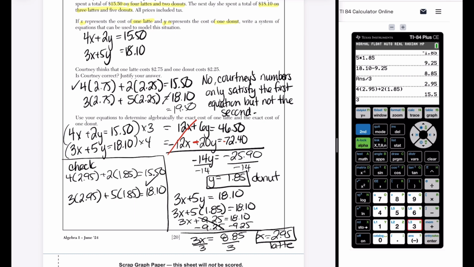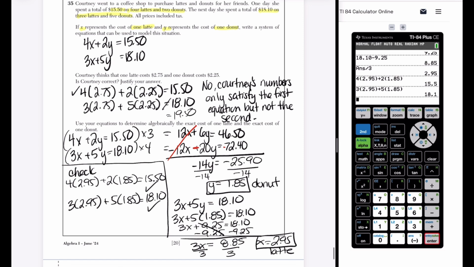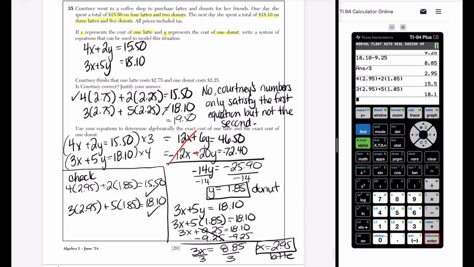Do the same thing. Boom, 18.10. So I know I am correct. So there, that is it. That is a full 6-point answer. Check to see, I just lowered this a little bit just so you can see all of it. But that's all we have here for our points.